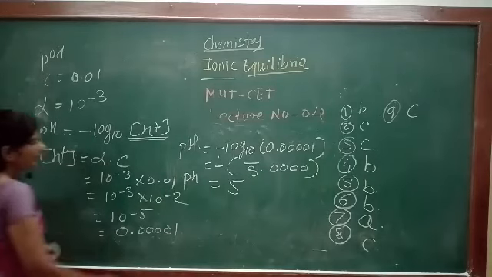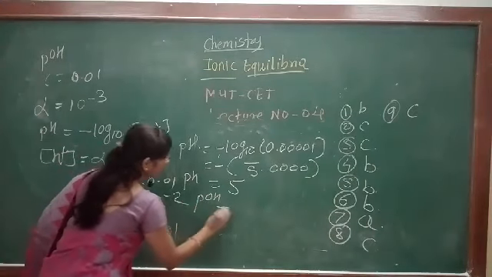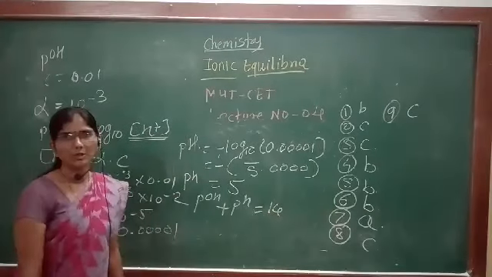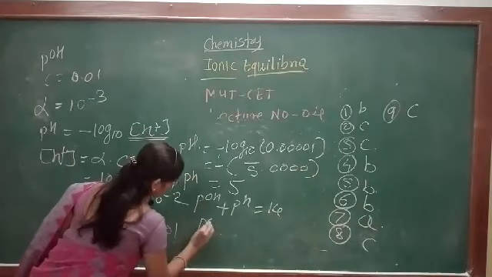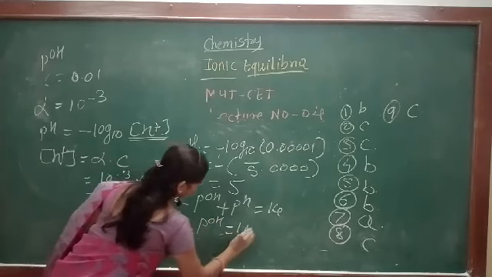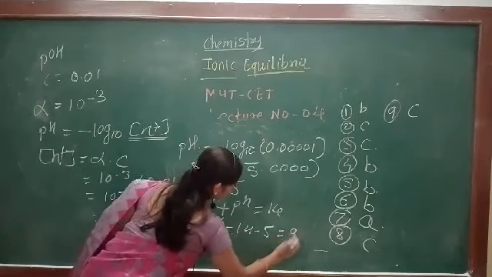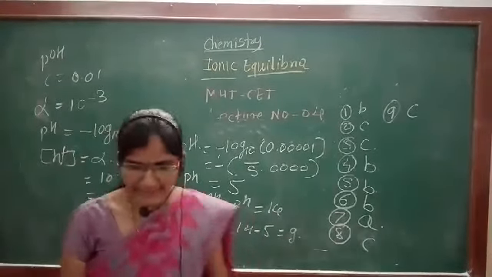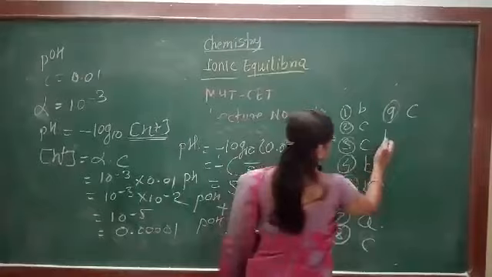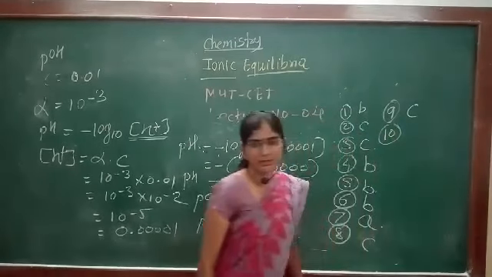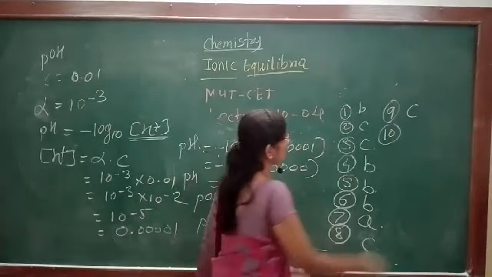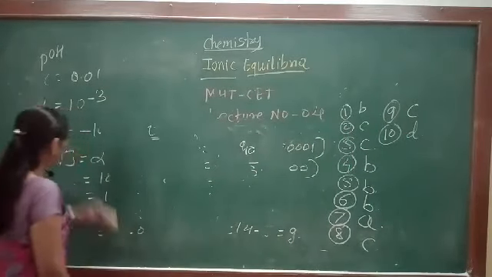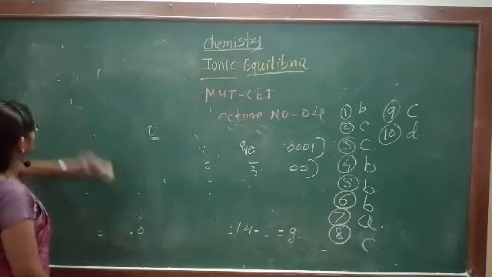But in this example we have to calculate the pOH from the relation pH plus pOH is equal to 14, and therefore pOH is equal to 14 minus 5, which is equal to 9, and therefore for the 10th number question, the option 9, that means option D, is correct.